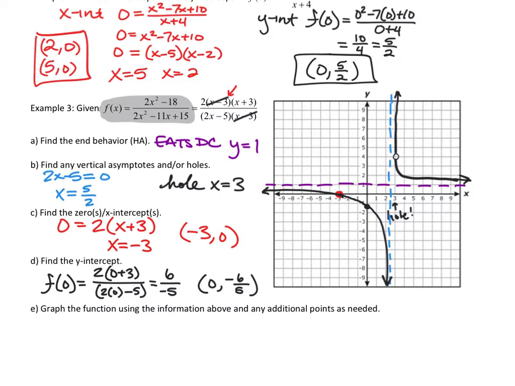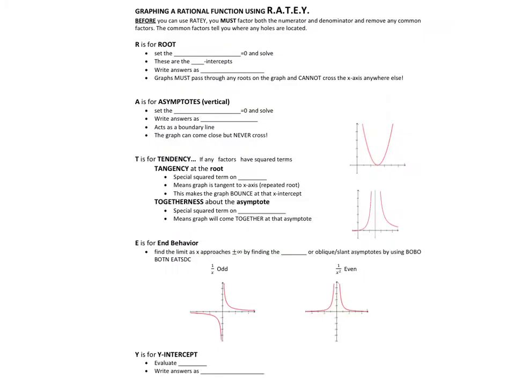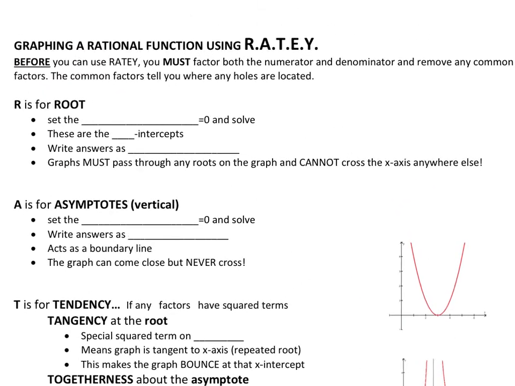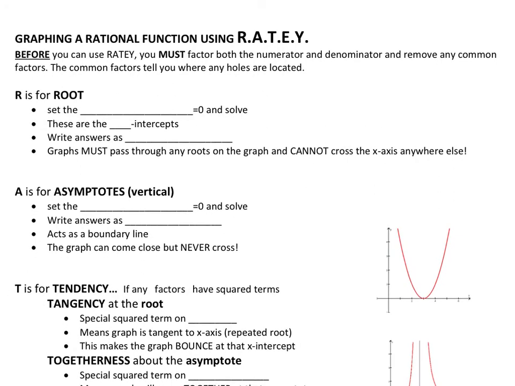Now, there's a lot that you have to do to graph rational functions. So to make it slightly easier, or at least more organized for you, we've come up with this method called RATEY. RATEY stands for something, so it helps you remember all you need before you can graph any function. So look at the warning up here. It says before you use RATEY, you must factor both the numerator and denominator and remove any common factors. These factors that you cross out tell you where the holes are. So we're always going to check for the holes first.